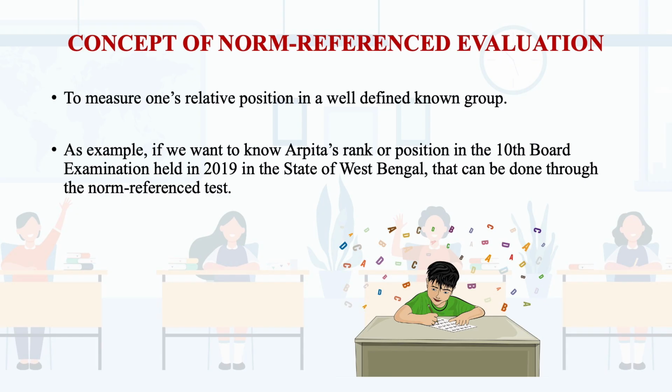For example, if we want to know Arpita's rank or position in the 10th board examination held in 2019 in the state of West Bengal, that can be done through the norm reference test. So here you see, try to understand. In my first point, I have focused upon two things. One is there will be one well-defined known group, and in that group, you have to interpret the relative position of a learner, of a student.